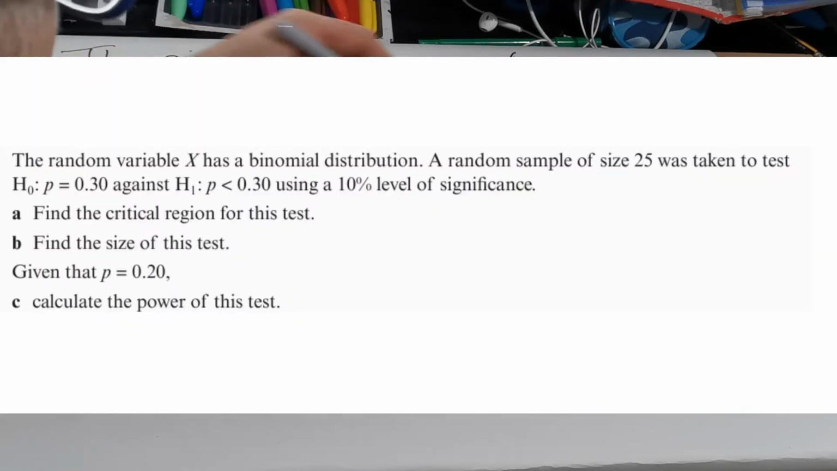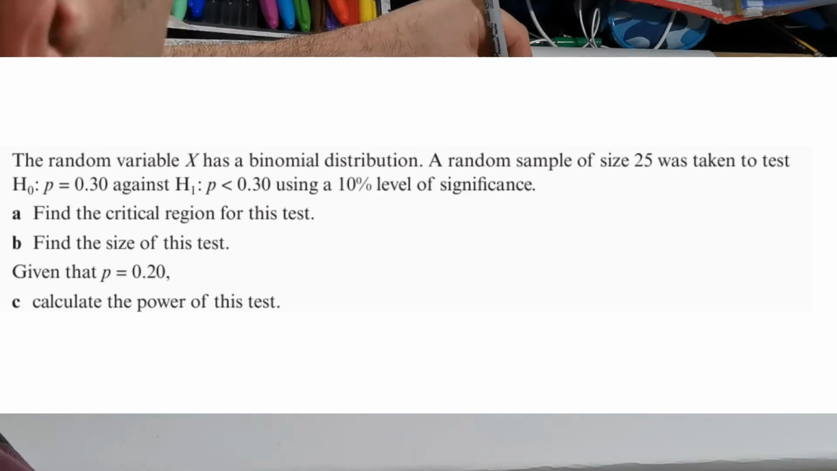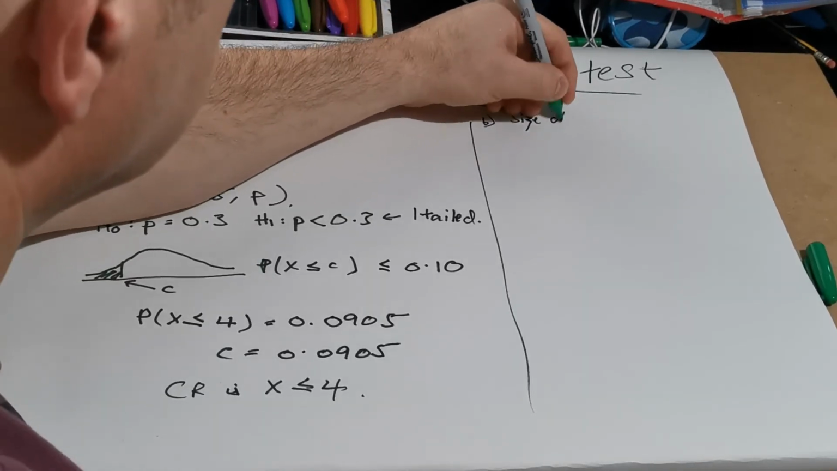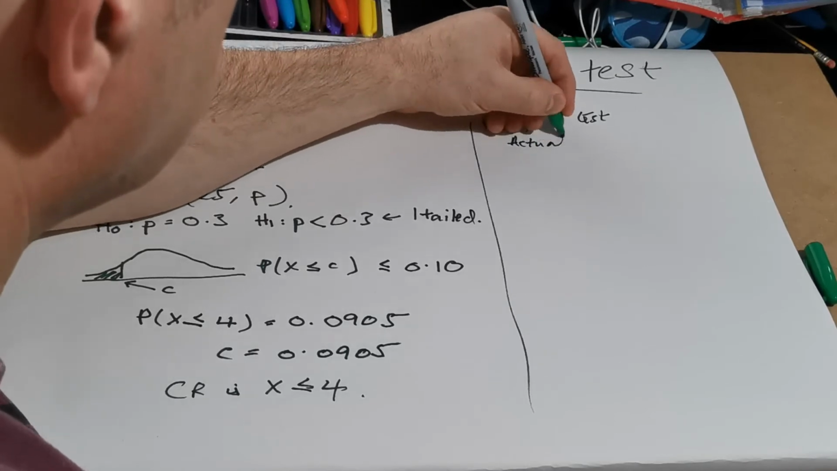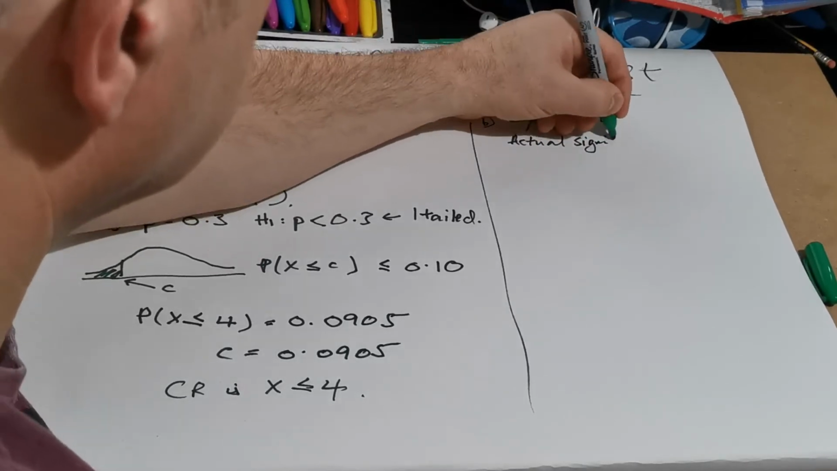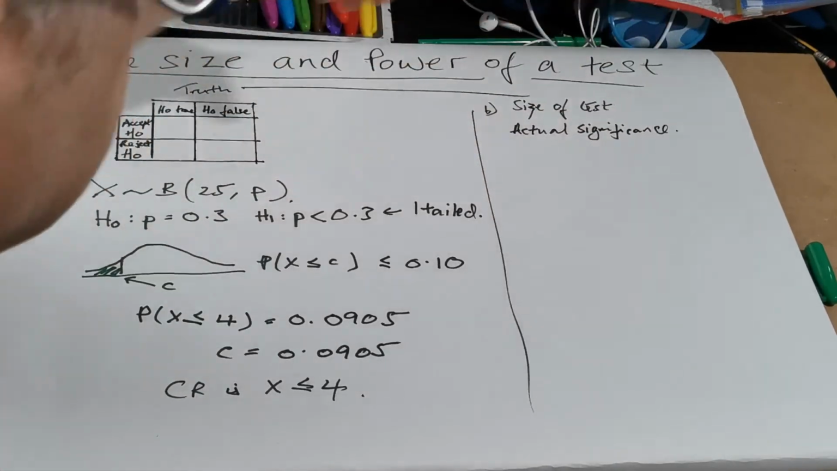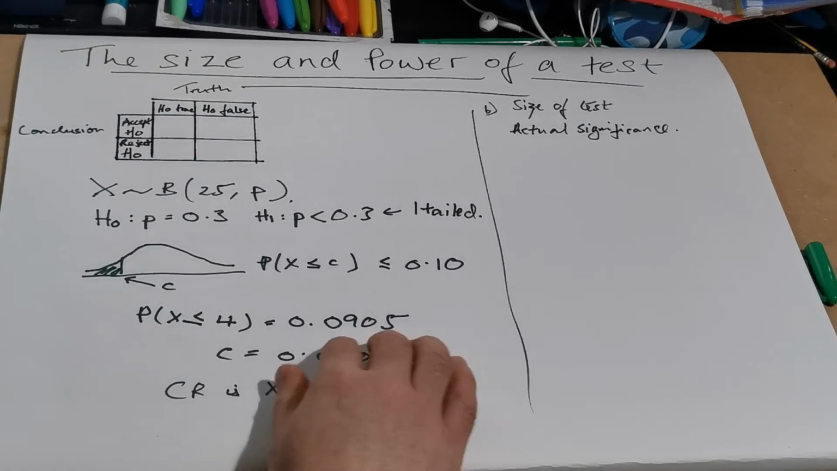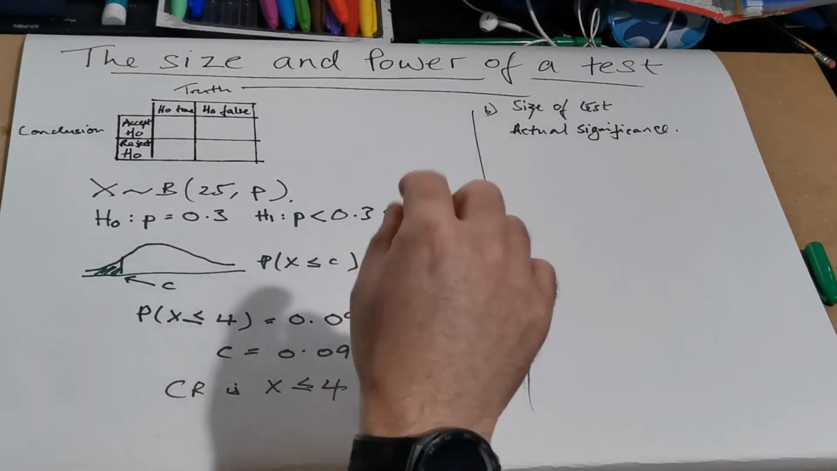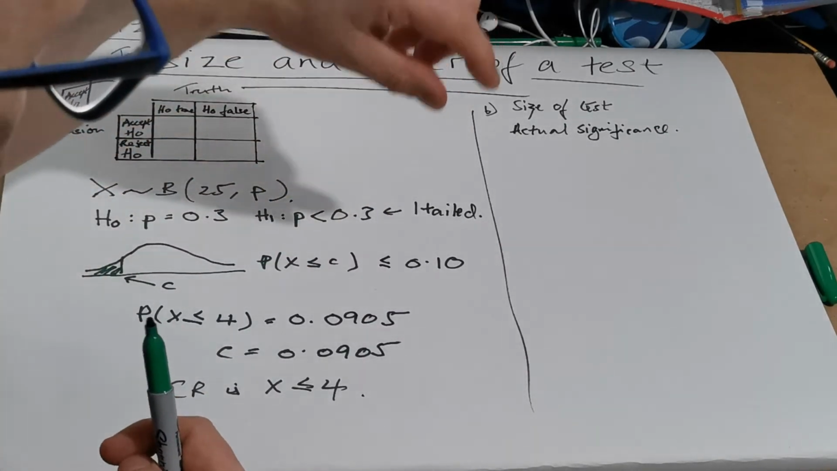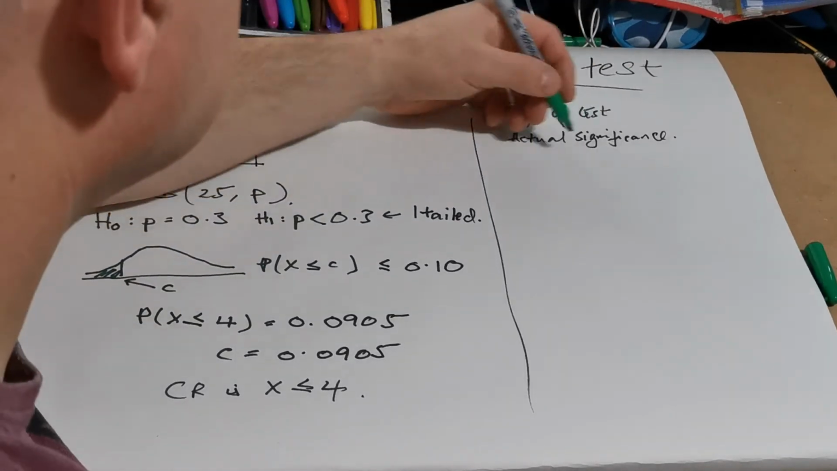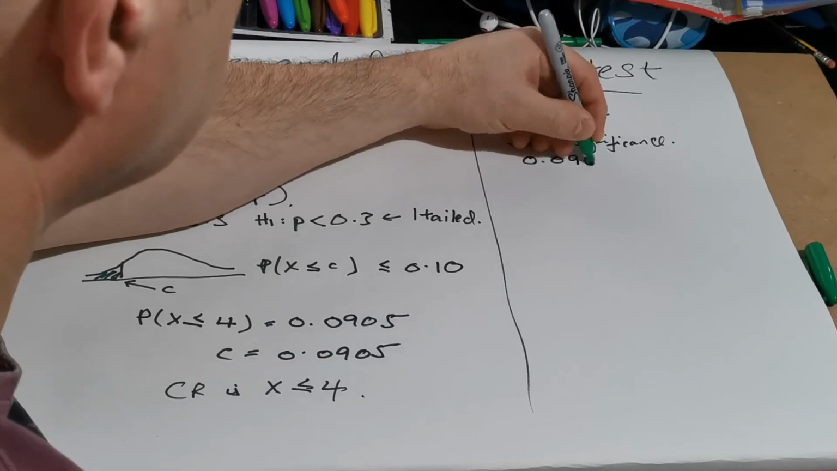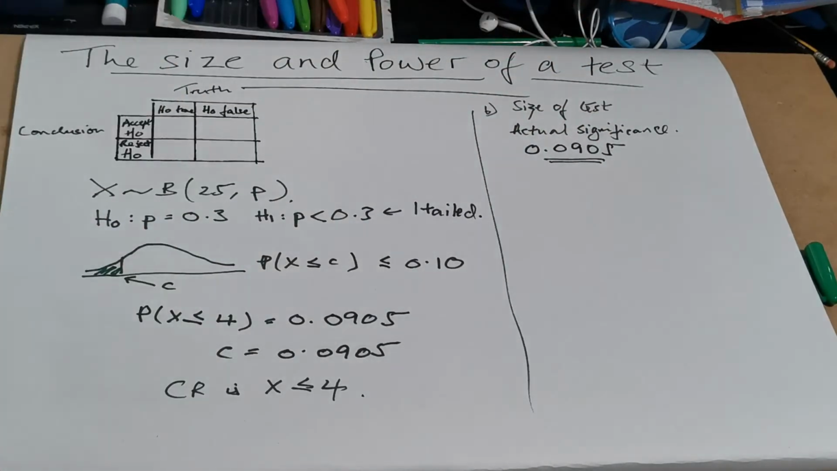Now part B asks for the size of the test. Now that is the actual significance. And because this is a discrete distribution, you'll know that it's not going to be exactly the same as what it was here. Remember before, a continuous distribution gave exactly the same as the significance level. So this one, the size, the actual significance, is 0.0905. That's really nice and easy.